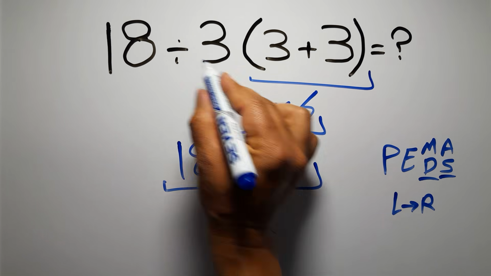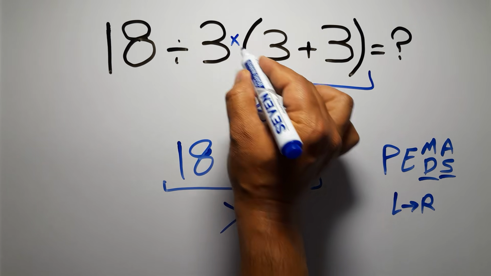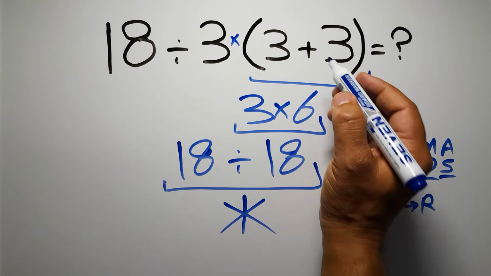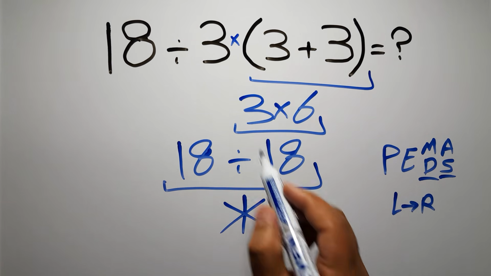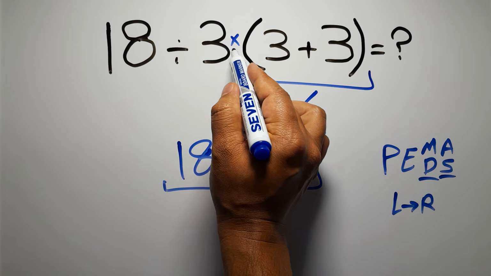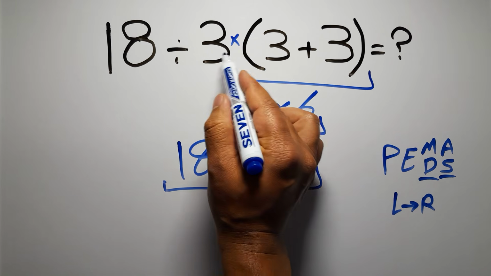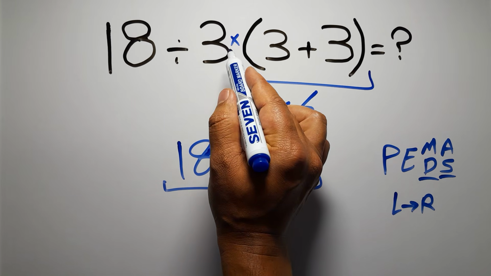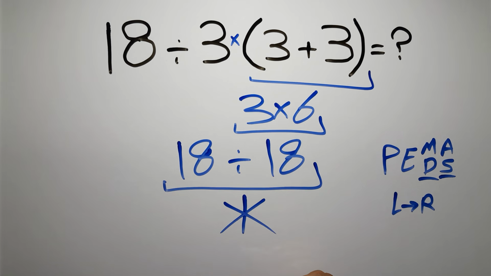In this expression, we have one division, one multiplication, and one parenthesis. Inside this parenthesis, we have one addition. Here we have a multiplication, because in mathematics, when a number is placed next to parentheses, it means multiplication, and we usually don't write the multiplication sign for brevity.